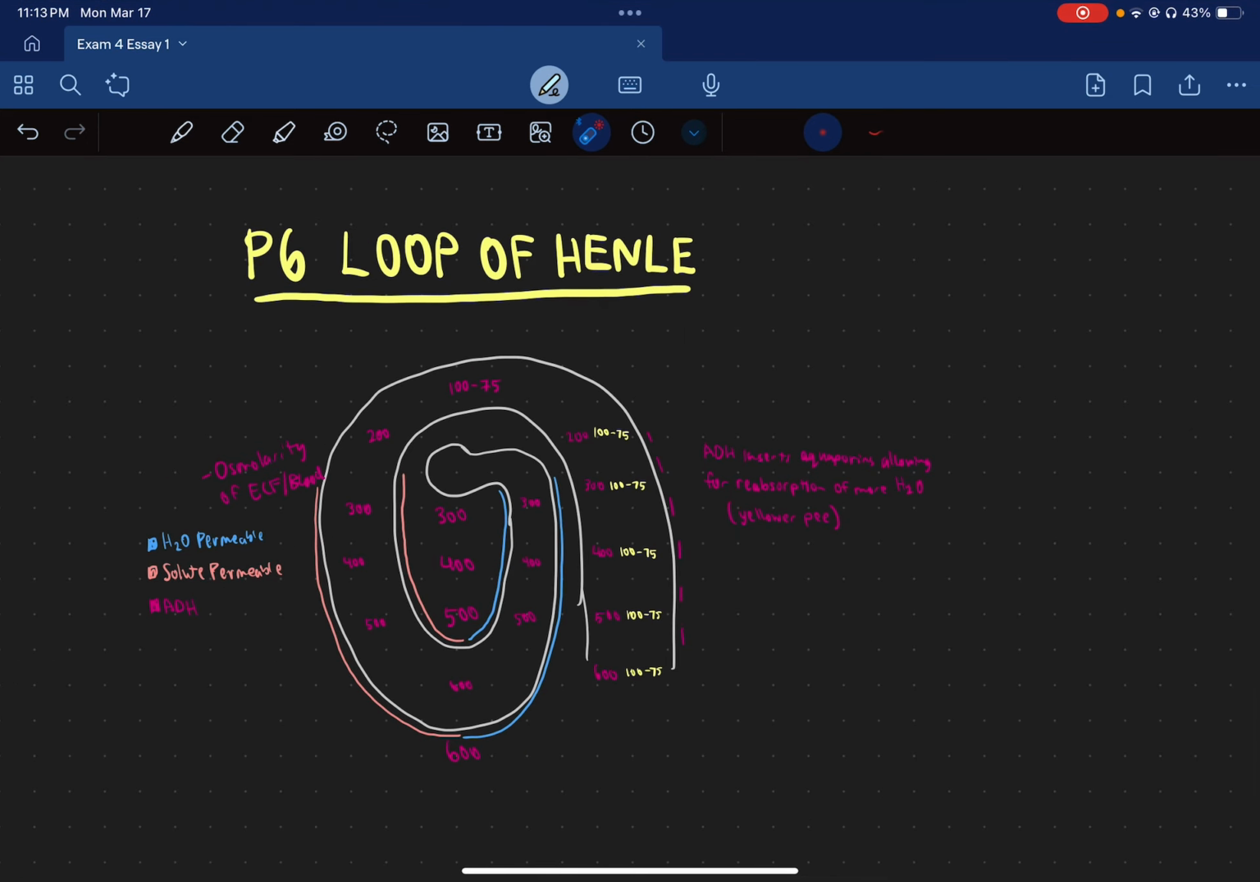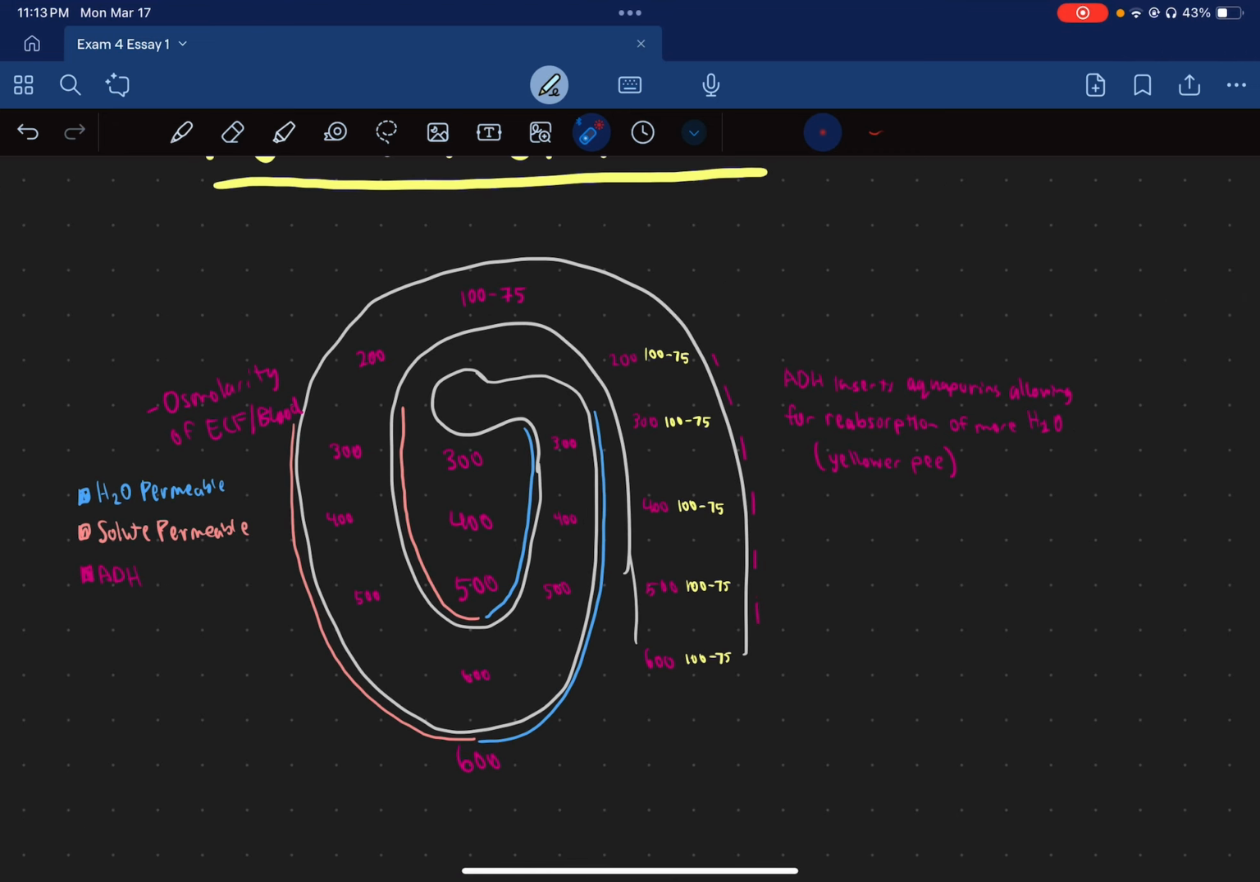So I want to talk about how a couple of different things are related here. So for the most part, our osmolarity in the loop of Henle is going to follow closely to what we have in the cortex and medulla. So as we go down here, 300, 400, 500, 600, then it's going to go back up to about 100 to 75. And normally here, without ADH, water reabsorption is not going to be possible. So our osmolarity is going to stay the same down the collecting duct.